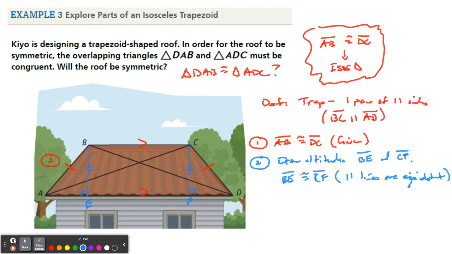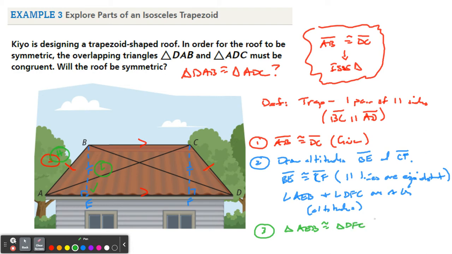Because of this also, we know that angles AEB and DFC are right angles, again because we drew these altitudes. So long story short, these two triangles are right triangles. We have a pair of sides, which are the hypotenuses, a pair of sides, which are the legs, and we have the right angles. Therefore, triangle AEB is congruent to triangle DFC by HL.